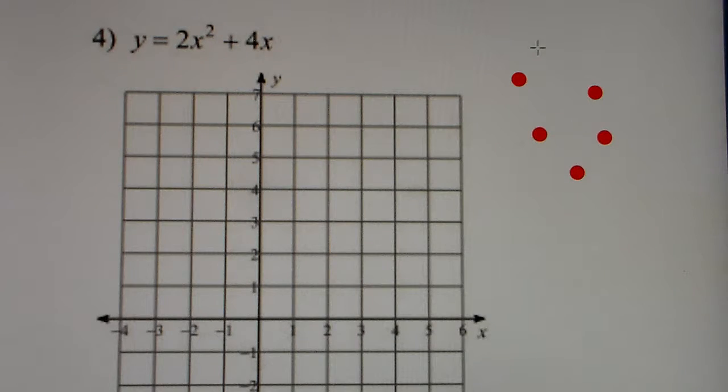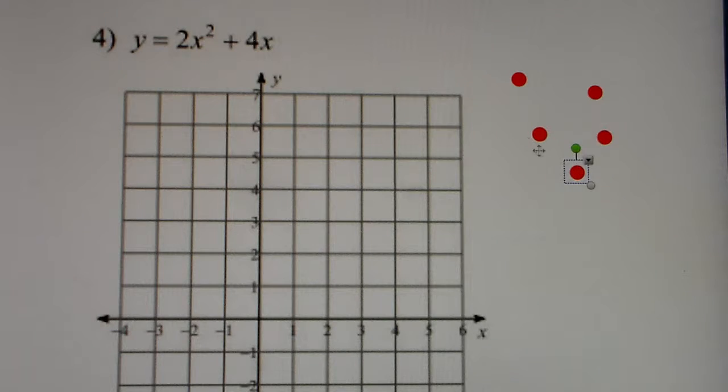Alright, ladies and gents, this is part 2. We have y equals 2x squared plus 4x. Notice here we don't have a c; the c is actually a 0. So you're going to do minus b, so negative 4 divided by 2 times 2 gets you a 4. So negative 4 divided by 4 gets you negative 1.